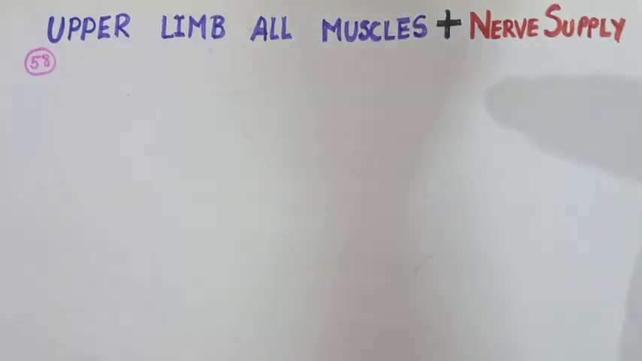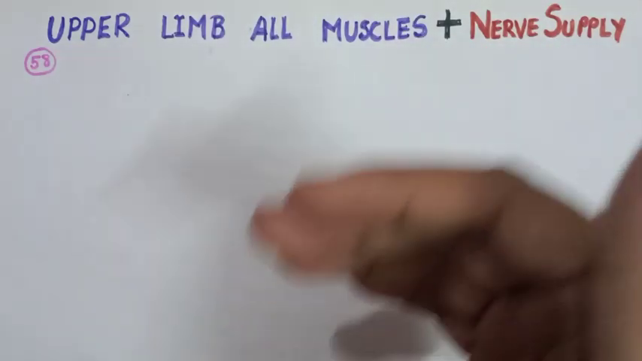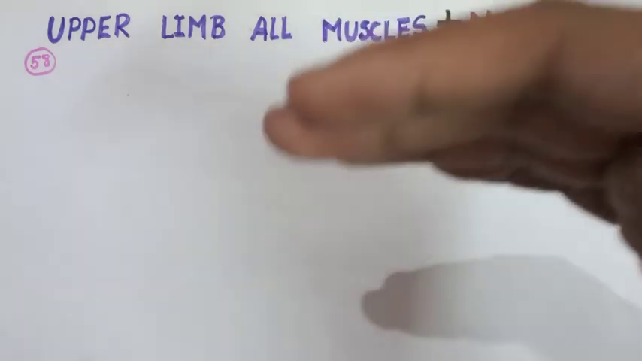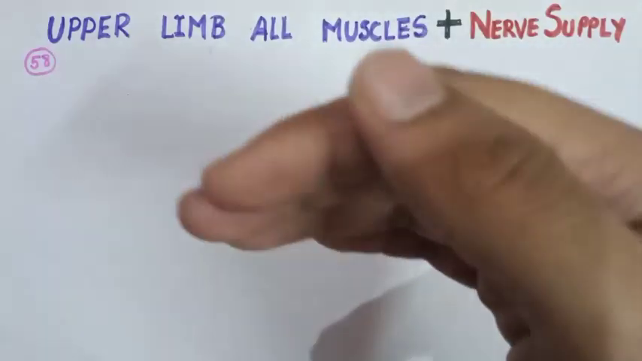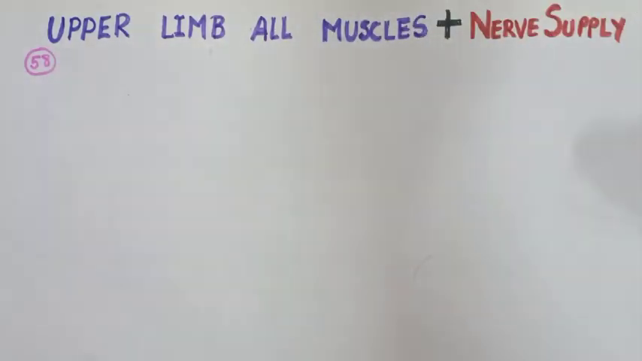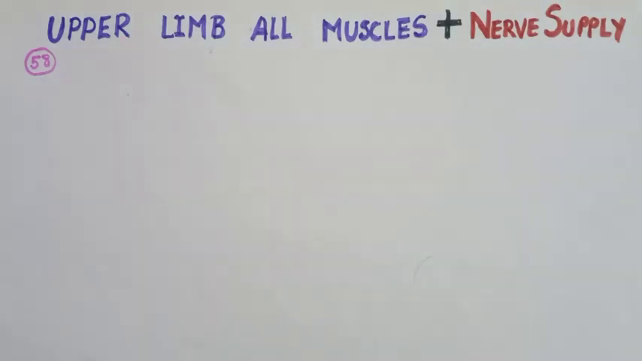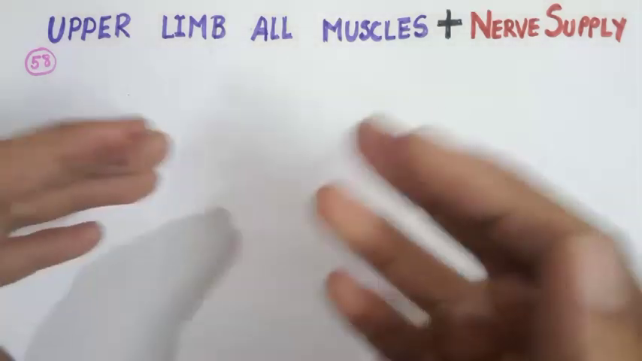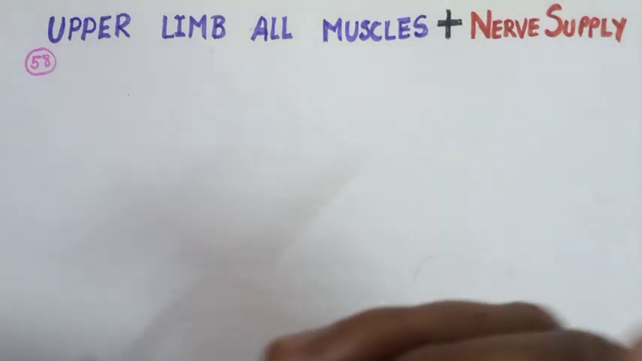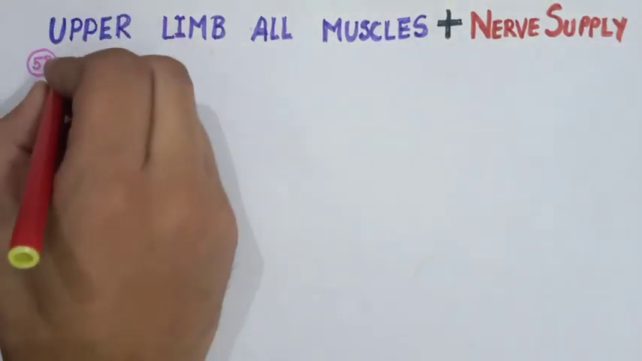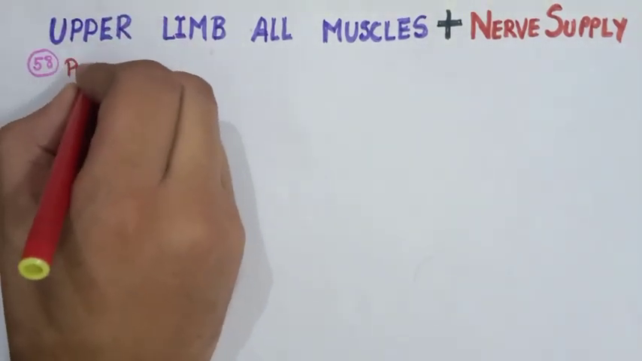Let me start from the top, then we move towards the bottom. The topmost is the pectoral region, which is the first priority to discuss. Then we'll discuss the region which connects the upper limb to the back of the torso or the neck, then the scapular region, then the arm and forearm, and last we'll discuss the muscles of the hand. So first let's start with the pectoral region. I'll request you to write along with me so that by the end of the video you have the notes with you. The first region to study is the pectoral region.